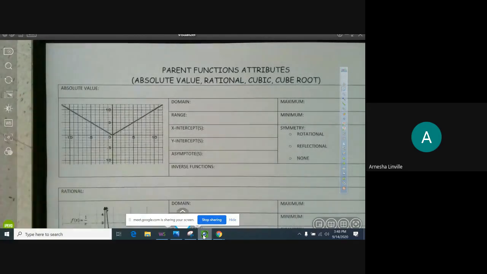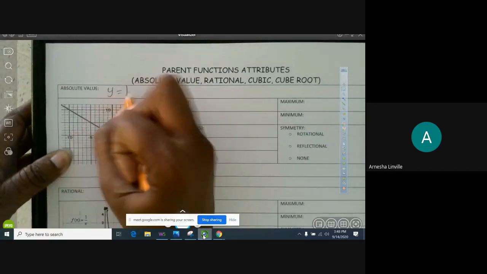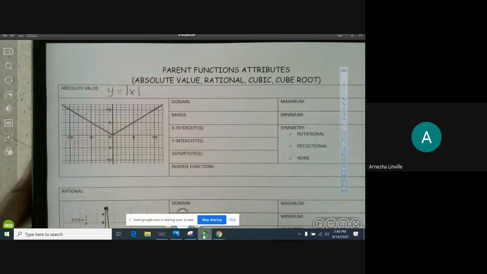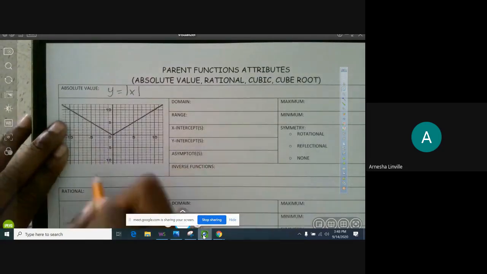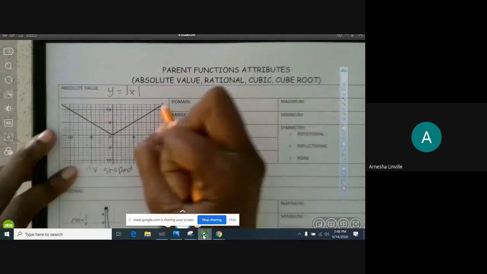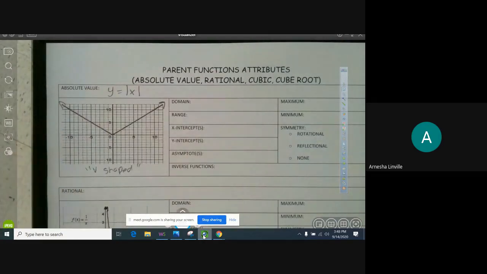All right, so the equation for absolute value is y is equal to the absolute value of x. So you've got these vertical lines that are surrounding the x. And the graph of an absolute value is always going to be V-shaped. So that's how you know you're dealing with absolute value. Okay, put arrows at the end. And then we're just going to work through those attributes like we did on day 1.